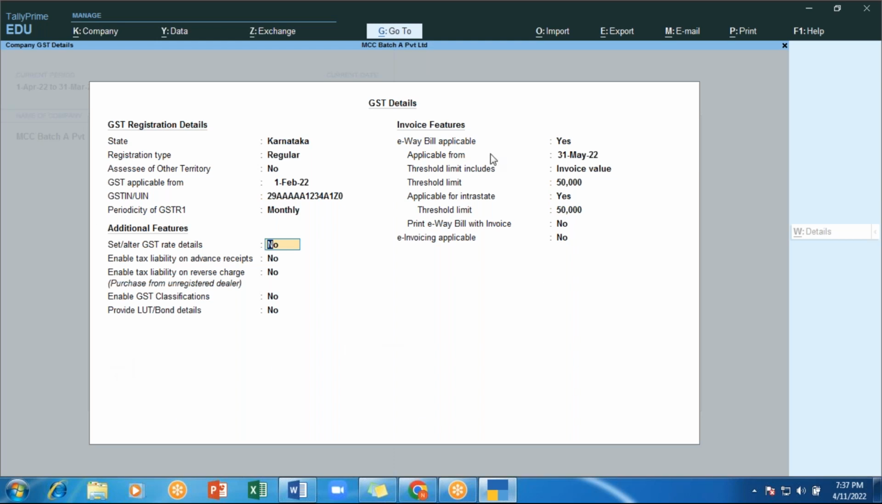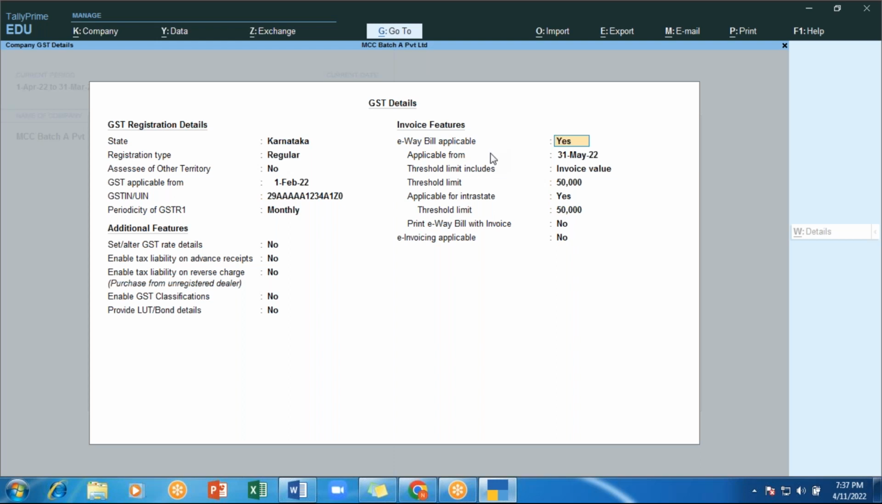Okay, now after this, I have an invoice feature. In invoice, you have two things. One is e-way bill, the other one is e-invoices. What does this e-way bill represent? An e-way bill is given to a person who is transporting the goods from one place to another.